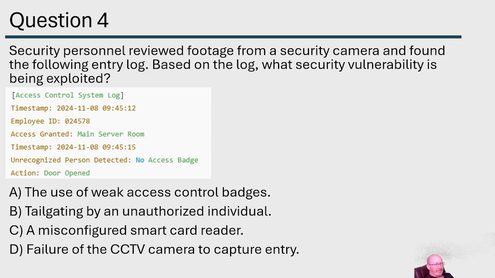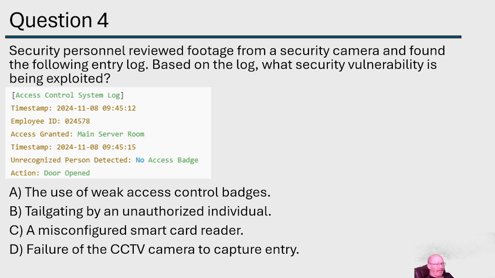D, failure in the CCTV camera to capture entry. Well, if we look at the question here, security personnel reviewed footage from the security camera and found the following log entry. And so we see failure of the CCTV camera to capture entry. Well, it did capture it, because security found it in the log entry. So that can't be correct. So it has to be between B and C. B and C are going to be our most probable answers. I'm going to give you about 5 seconds on this one.